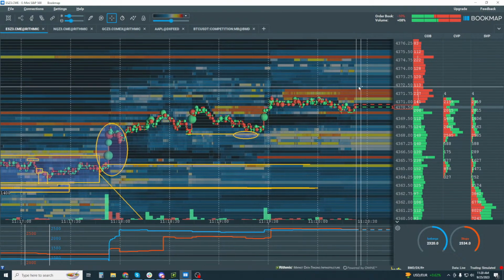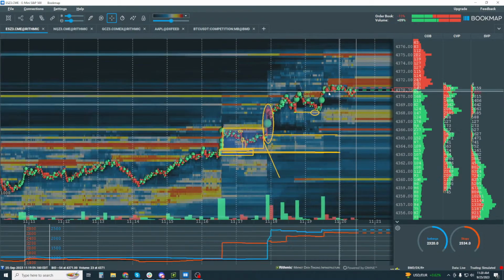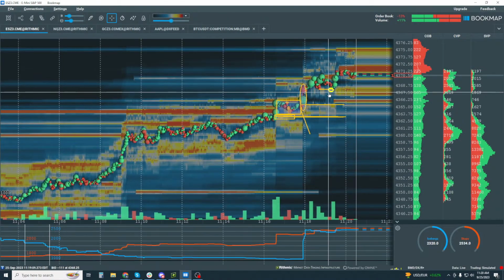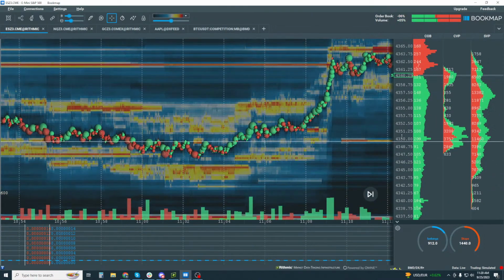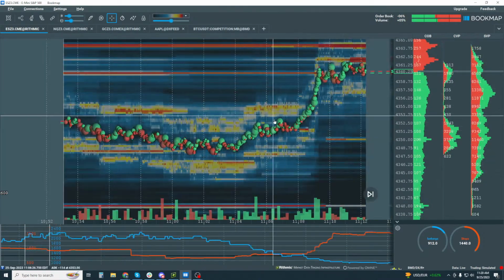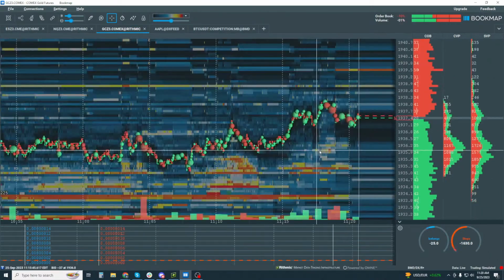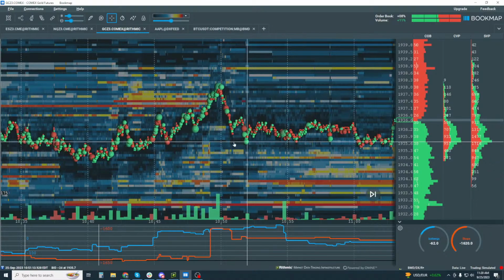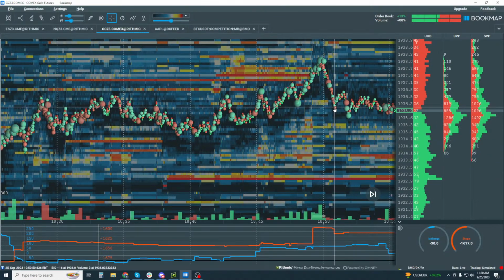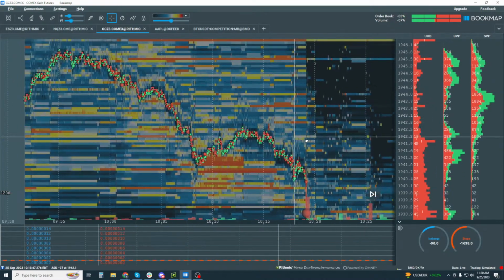All right, we'll take a look here though. Spoof would be something like we've seen a lot of spoofing recently in the ES as well. Maybe I can show it in gold. I'm looking for a classic one, and I might not get it.